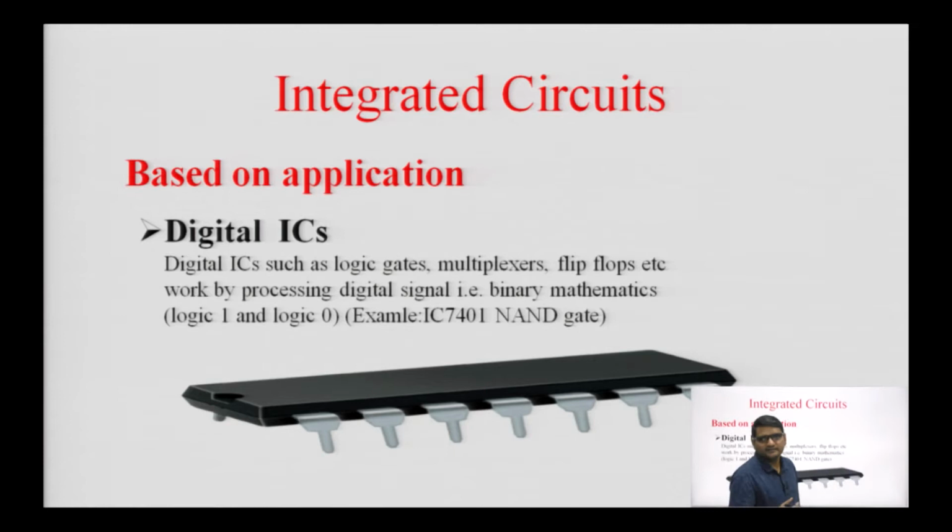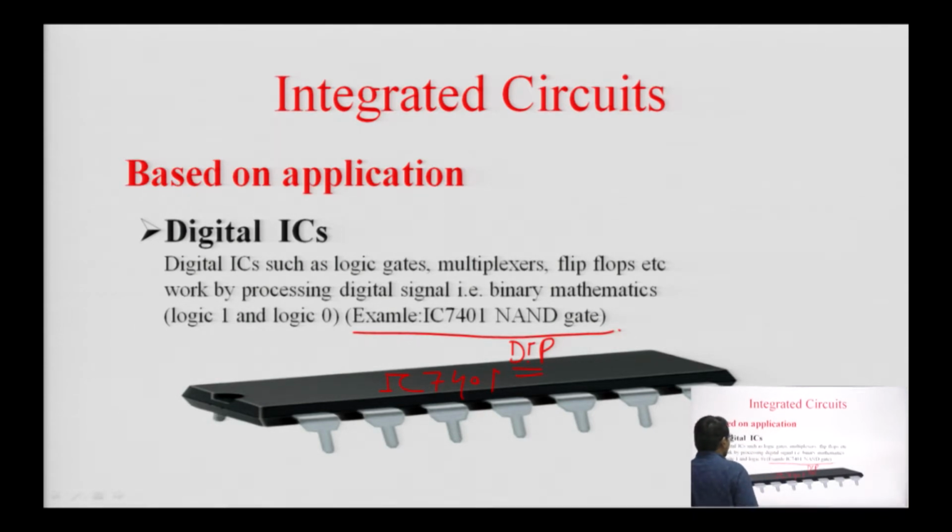IC 7401 is a NAND gate IC. This shows the NAND gate IC. This 7401 NAND gate IC is a 14-pin dual in line package IC, DIP IC. This is the example of a NAND gate. Another IC, suppose IC 8085 microprocessor. ठीक है, 8085 microprocessor is also in the category of digital IC, digital electronics IC.